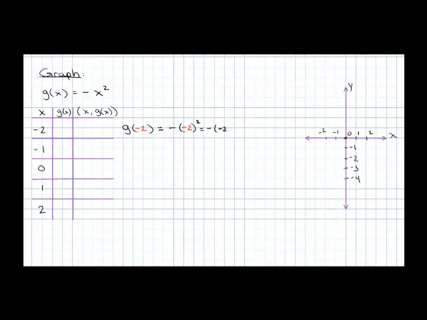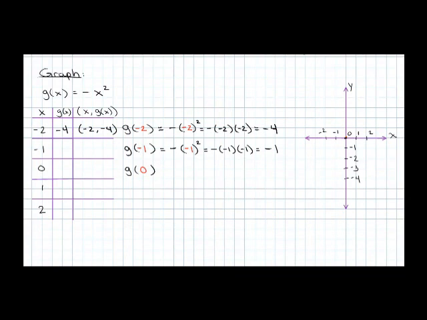Okay, so order of operations says exponents go first. I'm going to multiply negative 2 times negative 2 first, and I'm going to get a positive 4, and then I multiply with the negative on the outside, which gives me that negative 4. So there's our first ordered pair. Next, we're going to substitute negative 1 for x. So it's going to be g of negative 1. I write the negative outside from the equation, and then I substitute the negative 1 inside the parentheses. I'm going to have negative 1 squared first, so it'll be negative 1 times negative 1 first, and then I'm going to multiply it with the negative that's on the outside. That gives me negative 1.